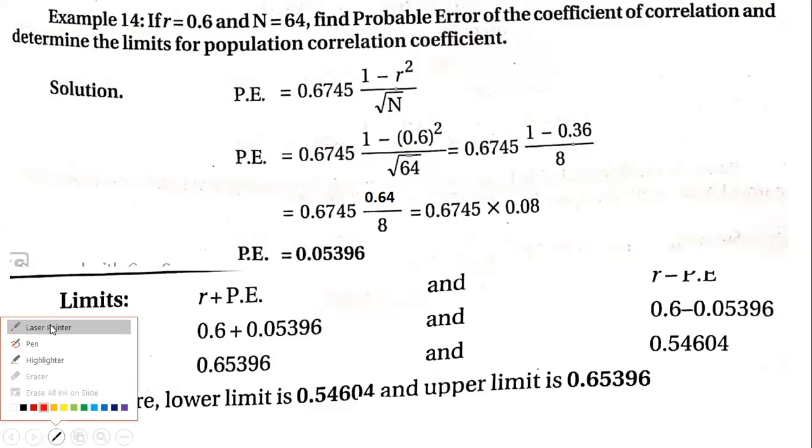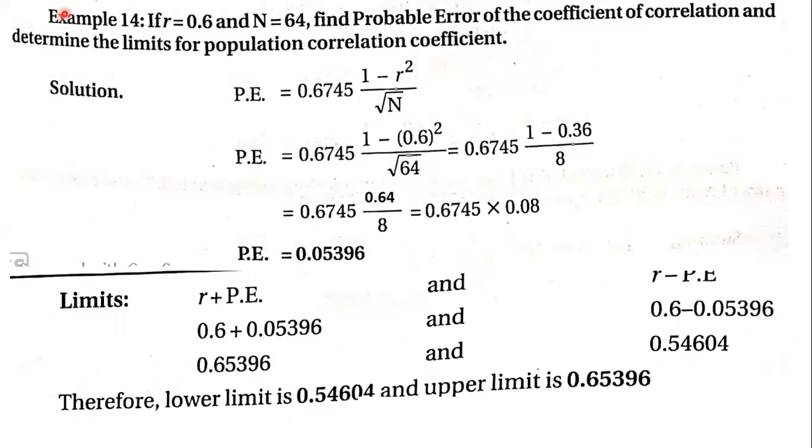Okay, so we were learning about the probable error in the previous class, and we started with this first problem to understand the probable error. Here they have given us the value of the correlation coefficient, that is R, and the value of n, that is the number of data available. We are supposed to find the probable error of the coefficient of correlation, and we have to determine the limits.